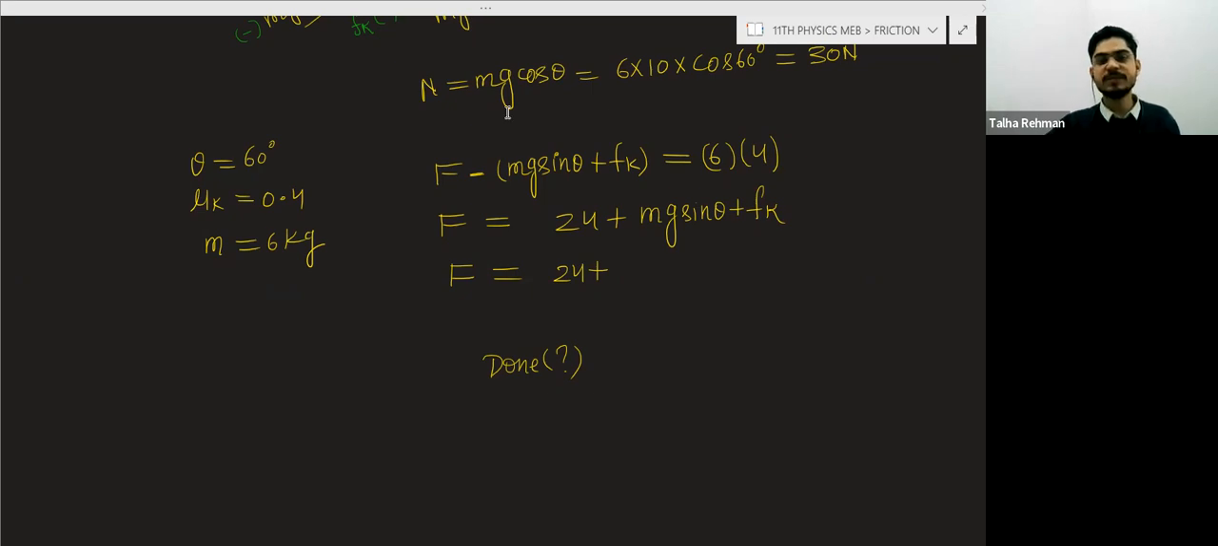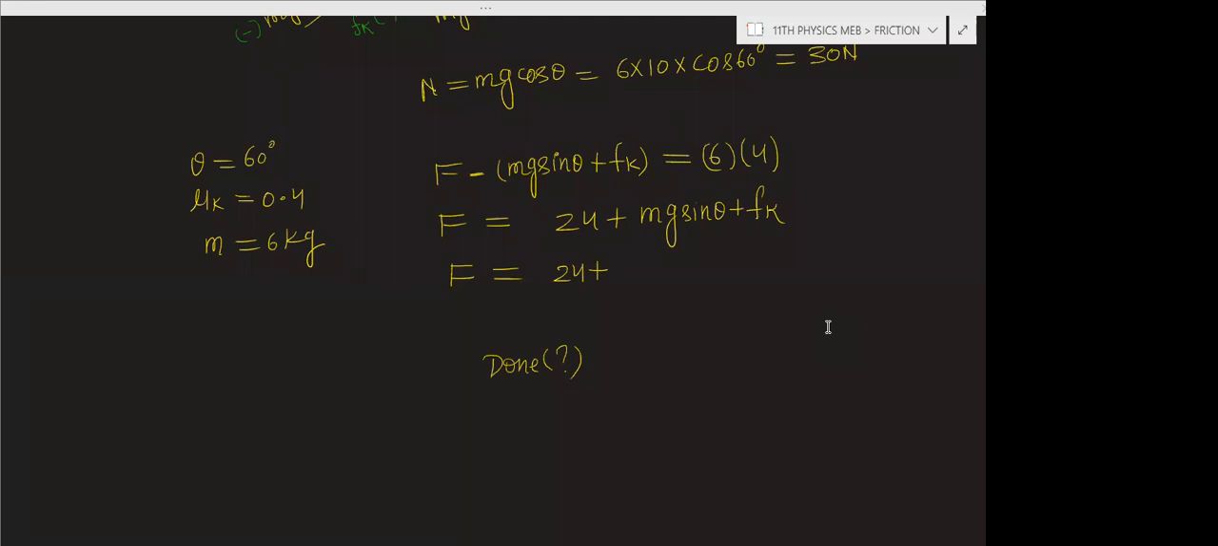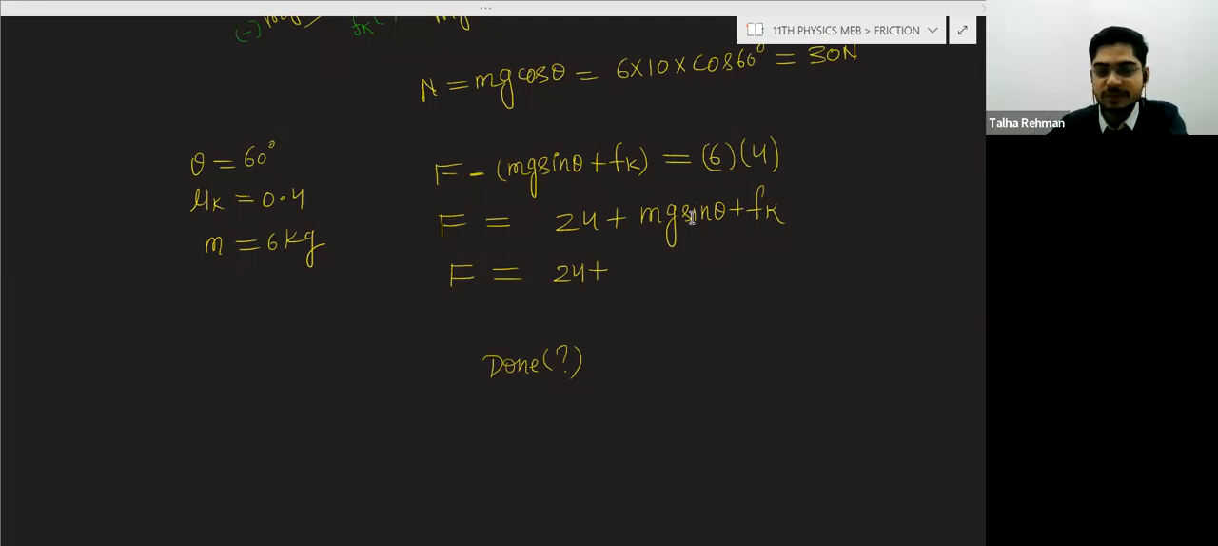Hiba, have you completed this? What answer are you getting? 24. Yeah, 24. Okay. So basically, you have to just add the things. This is a very easy task.